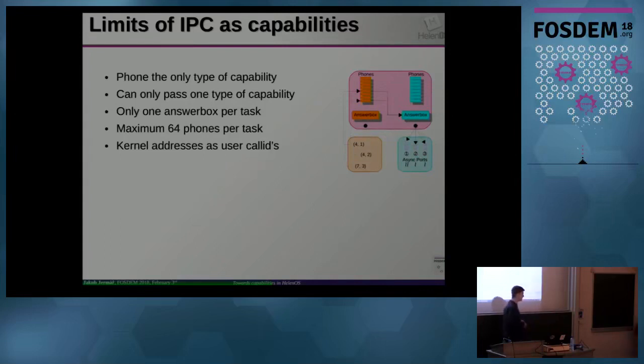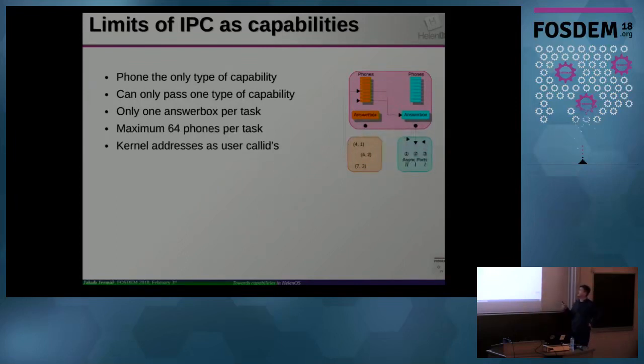So there was, for example, a limit of 64 phones per task. And there was one especially annoying thing, which is the last one: those call IDs, the numbers that identify a call in user space either to reply or to forward, were actually leaked kernel addresses, because frankly, can there be a better user identifier than a leaked kernel address? Sure, there can be, and we will see what it is.